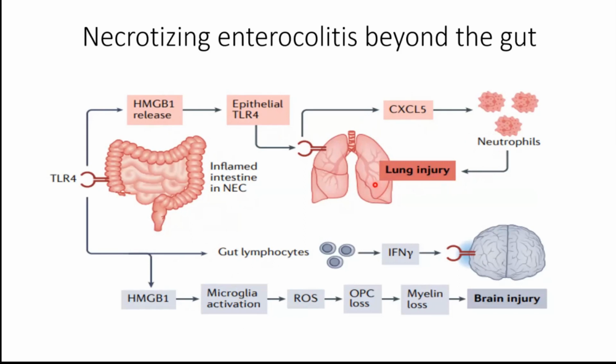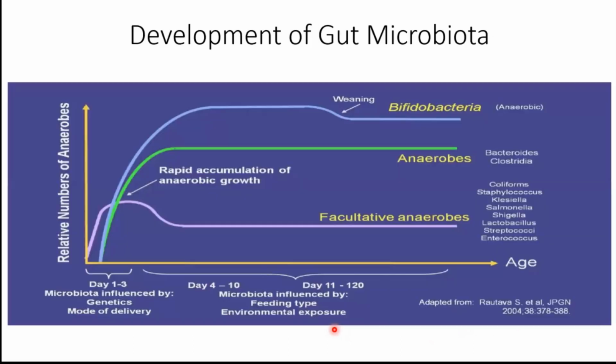causing lung injury. And the mechanism for brain injury includes the release of HMGB1 from the inflamed intestine, which causes microglia activation and release of reactive oxygen species, along with oligodendrocyte progenitor cell loss and myelin loss. This contributes to brain injury. So oral administration of a ROS scavenger along with a dendrimer may reduce neurological dysfunction. This is under trial.